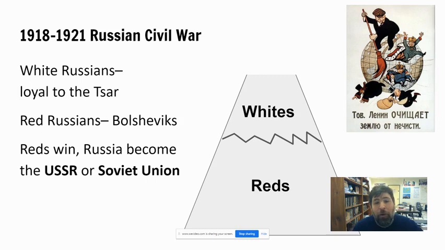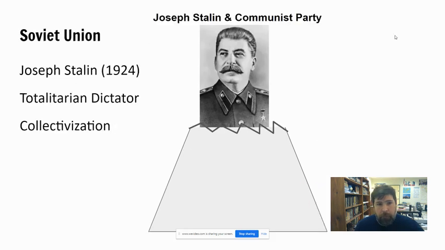Well, I'll tell you who, the White Russians. The White Russians are loyalists to the Tsar, and even though the Tsar and his family were all murdered and dead, they still held out hope that some kind of monarchy could be restored. And so there is a 3-year Russian civil war fought between the White Russians and the Red Russians, or the Bolsheviks, and the Reds win. And when they do, Russia becomes the USSR, or Soviet Union.